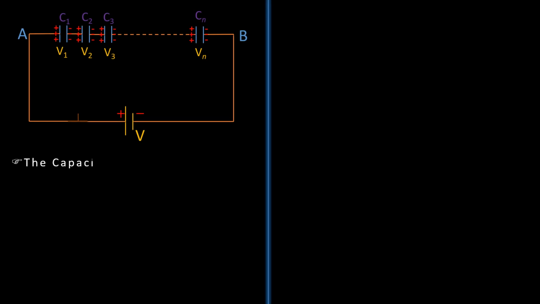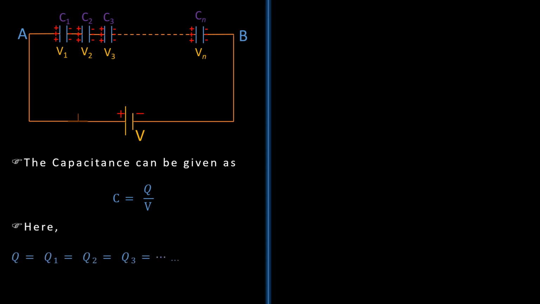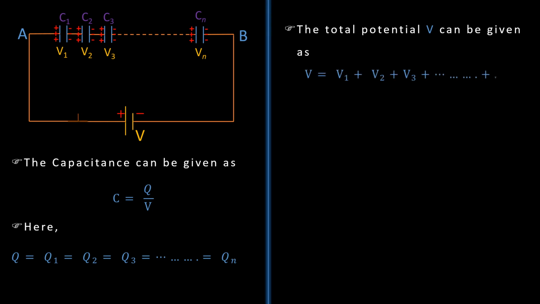Here we know that the capacitance is given by C is equal to Q by V, applicable for all the capacitors. The other thing we know is that charges are the same. So you take any capacitor, the charge is the same. So if we have Q1, Q2, Q3 anywhere during the derivation, we can replace it with the single symbol Q. We also know that potential V is divided between the capacitors, and so total potential V can be given as V1 plus V2 plus V3 up to Vn.